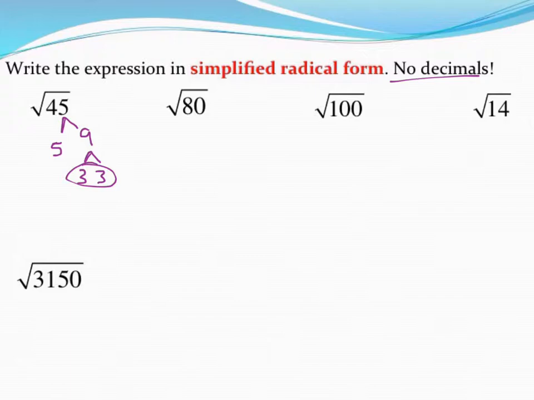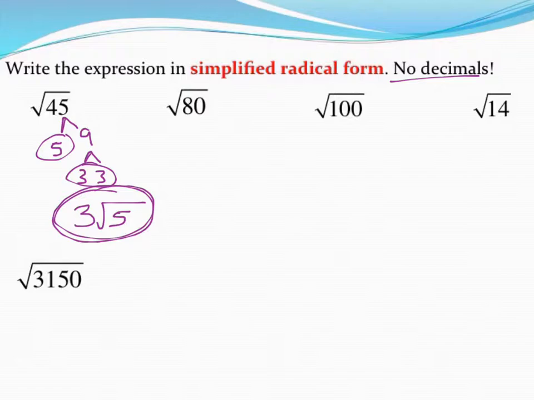Any pairs that you have get to come out of the square root. So that pair of 3s will be out front. Any single numbers that were left over, like that 5, are stuck inside the square root. So to simplify the square root of 45, my simplified answer is 3 times the square root of 5. If you want to use a calculator, it's a great, easy way to check.